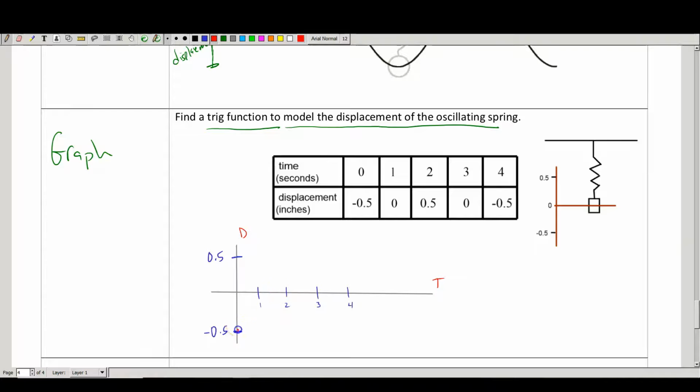At 0, we're at the bottom at negative 0.5. At 1 second, we're at equilibrium right at 0. 2 seconds, we're at the top. 3 seconds, we're back to 0. 4 seconds, we're right here.